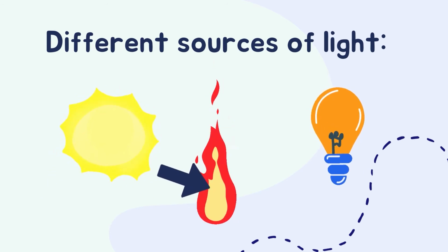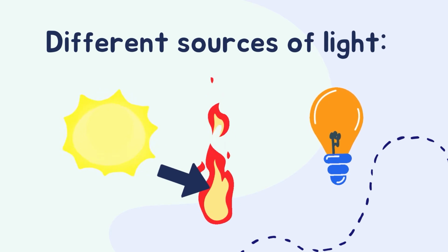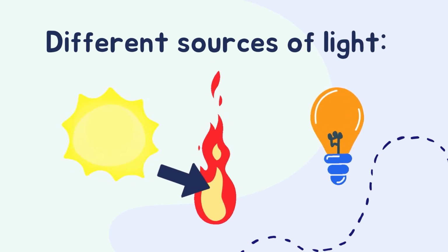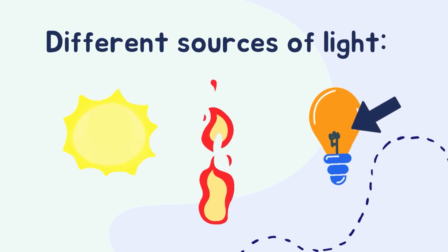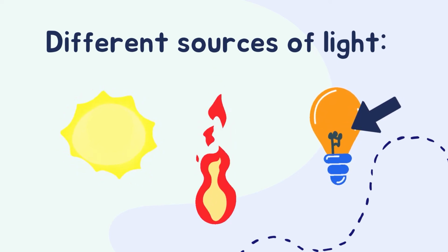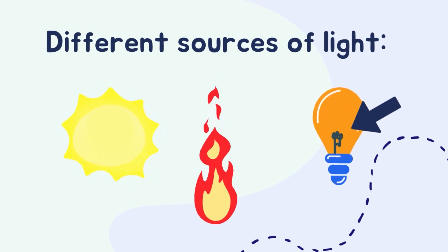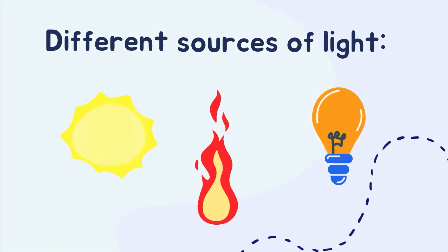Another source of light is fire. Fire is a natural source of light. It can be used to keep ourselves warm, cook, and keep animals away. The last source of light is man-made light sources, such as light bulbs. Light bulbs can be found from our bedroom lamps to our cars.